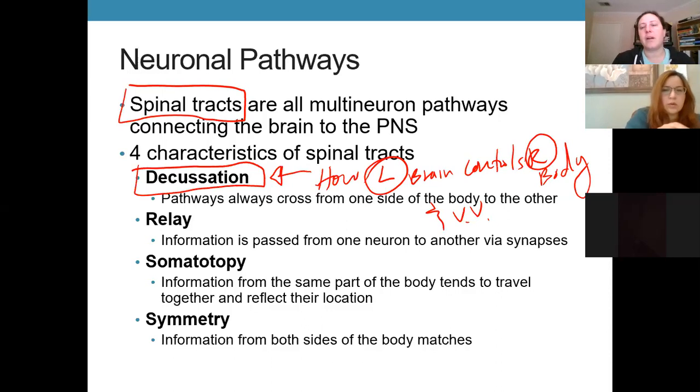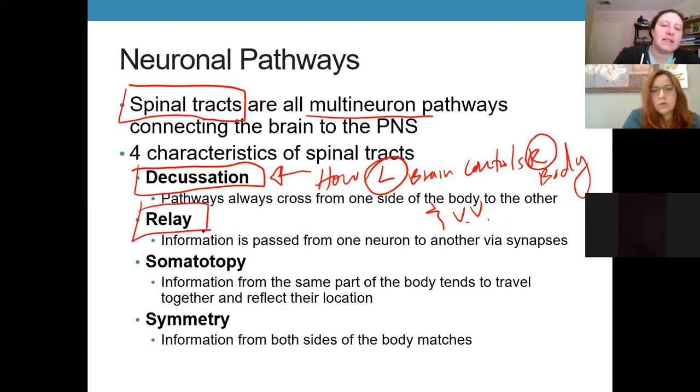They pretty much all do that for the reason I just explained. Another thing, because these are multi-neuron pathways, that they have in common is called relay. Relay is the fact that we're synapsing between neurons and passing that information from one to another. It's literally like a relay race where one person runs and passes a baton to somebody else. The neurons are doing the same, in this multi-neuron pathway.